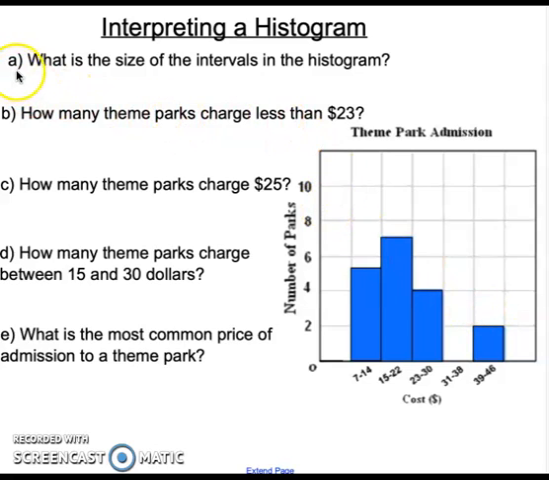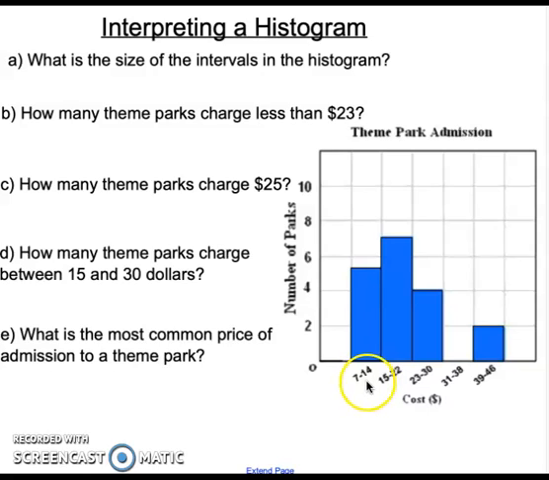So first, let's get into the question, what is the size of the intervals? That is a question we can answer. If I look at these intervals here, this one starts at 7, this one starts at 15, this one starts at 23. So we get a new interval starting every 8. So I'd say the width of the interval is 8.